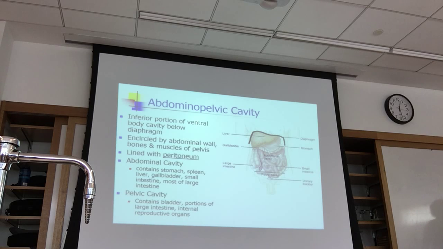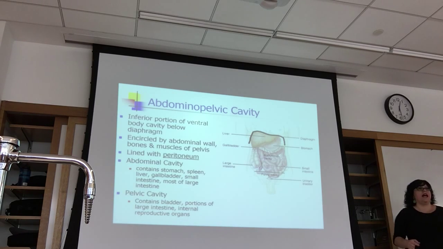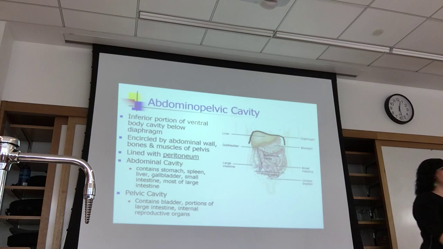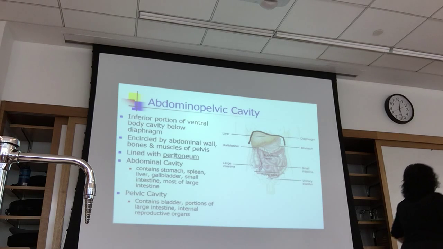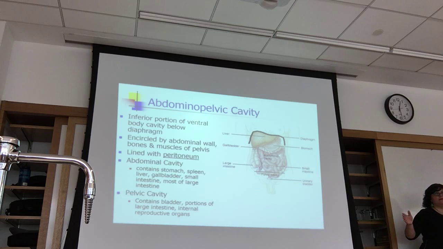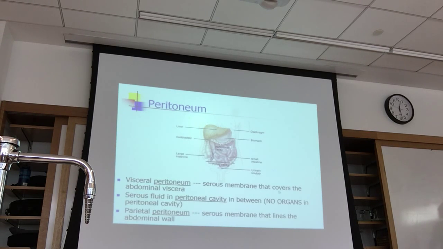What body cavity is the spleen located in? Okay, and you can even be more specific now. Abdominal body cavity. What about the bladder, the urinary bladder? When I say bladder, you just automatically assume it's the urinary bladder. Because if I was talking about the gallbladder, I would say gallbladder. You said pelvic, right? Good. We've done this.